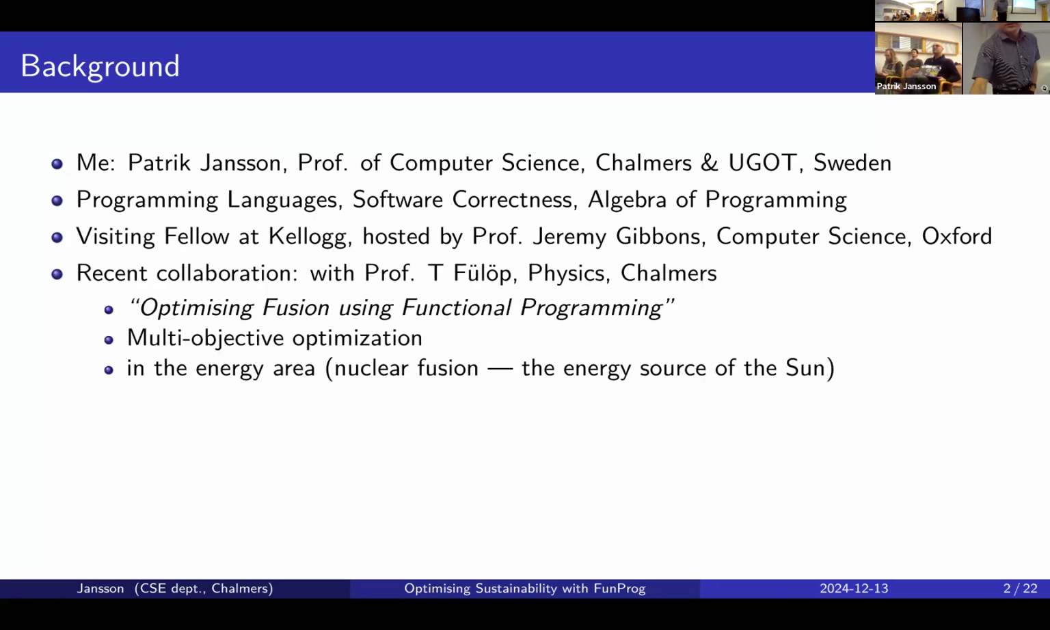This recent collaboration I mentioned was with Professor Tunde Fülöp at Physics, Chalmers, who happens to also be my wife. We talked a little bit too much during the pandemic, so we actually ended up writing a grant proposal, which was granted, and then we had a collaboration project with some physics content, optimizing fusion using functional programming. Basically, they had simulators of some physics cases, and they wanted to optimize some parameters, and we had at least an intention to be able to do something useful with functional programming, and I think it sort of worked.